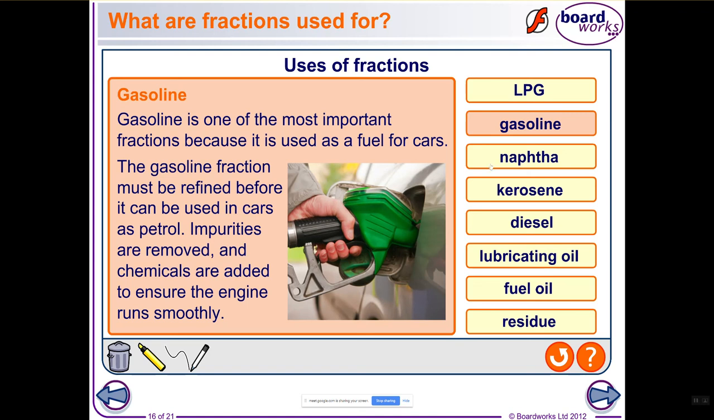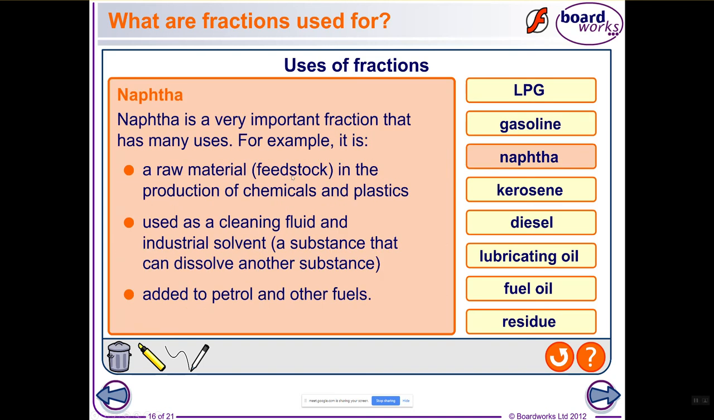Okay, naphtha. So naphtha is used to make chemicals and plastics. It's also used in the pharmaceutical industry, as I said before. And we occasionally mix it, but naphtha is a very expensive fraction because we don't make very much of it, and it's really, really important. It has lots of uses.